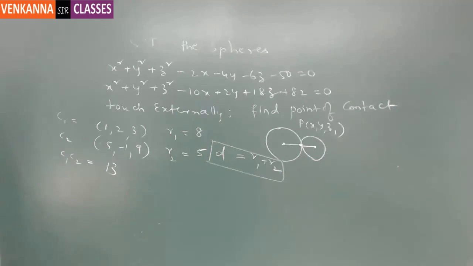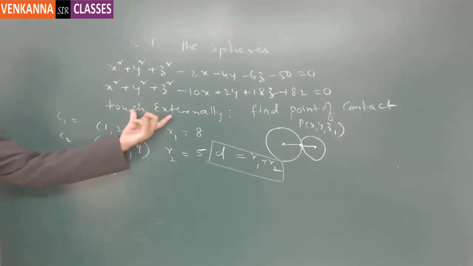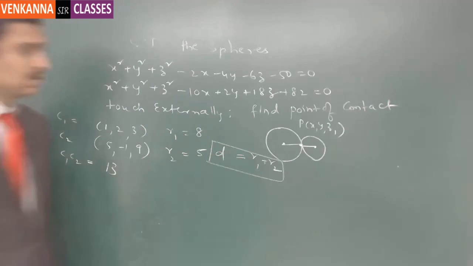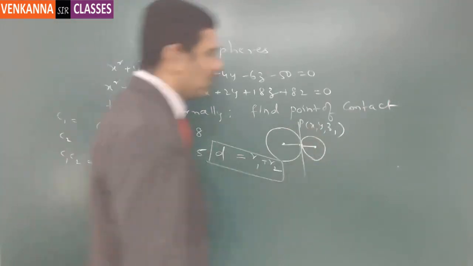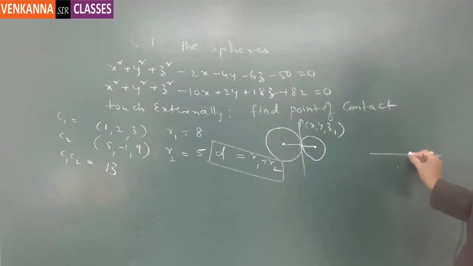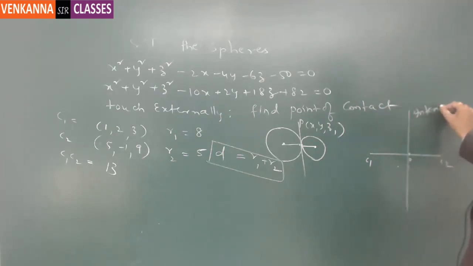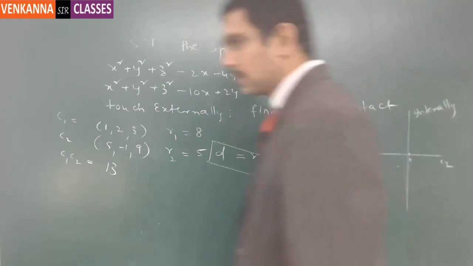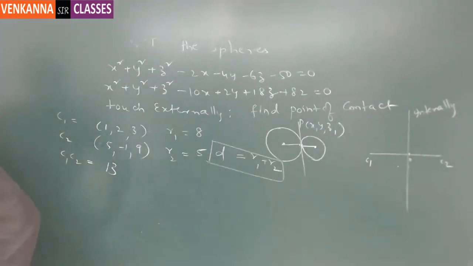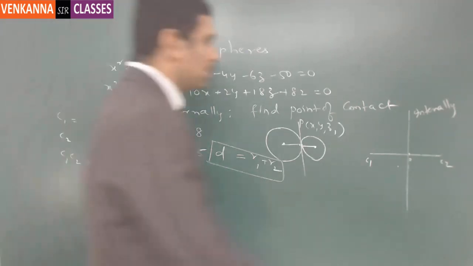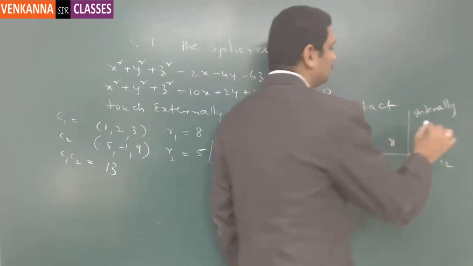So one interesting thing is, whenever they touch externally, the point of contact divides the line segment internally. Agreed? The point of contact divides the line segment joining the centers internally. In what ratio? In the ratio of their radii, 8:5.